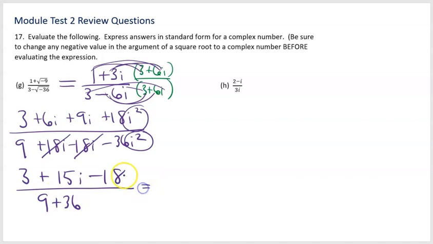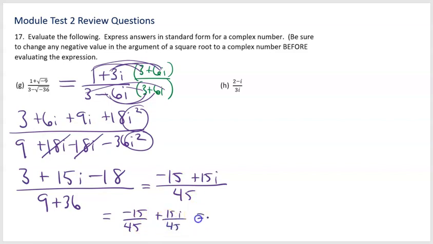3 minus 18 is negative 15. Always write your real part first, and then plus 15i, your imaginary part second. 9 plus 36 is 45. I divide the real part by 45 and the imaginary part by 45. These fractions will simplify. 15 goes into 45 3 times, so that's negative 1/3 plus 1/3 i. Completely simplified.